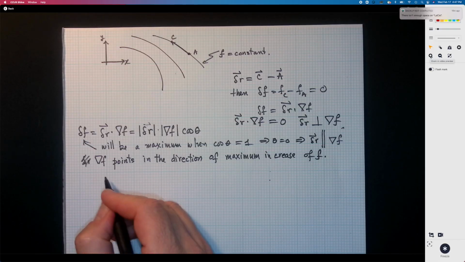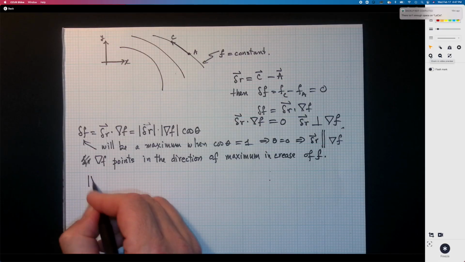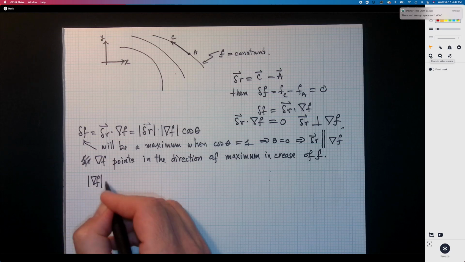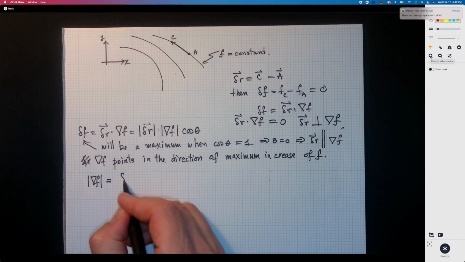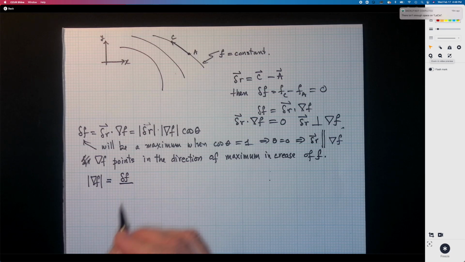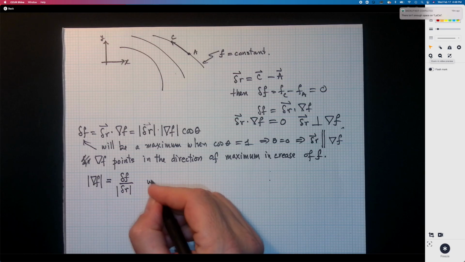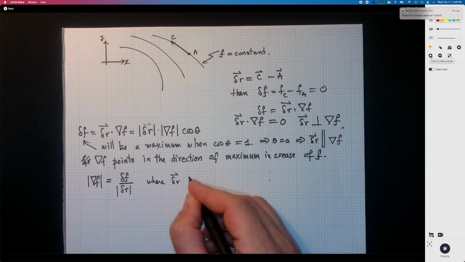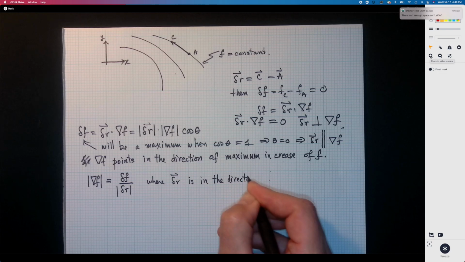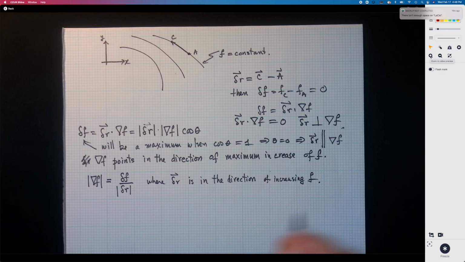And that means that the size of grad f is equal to the following. If you pick delta r in the direction in which f is increasing most rapidly, then the magnitude of the gradient can be given by the change in f divided by the size of the delta r vector.